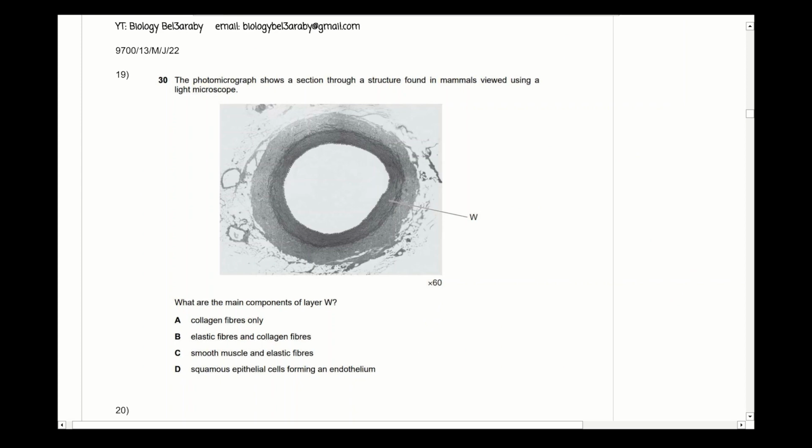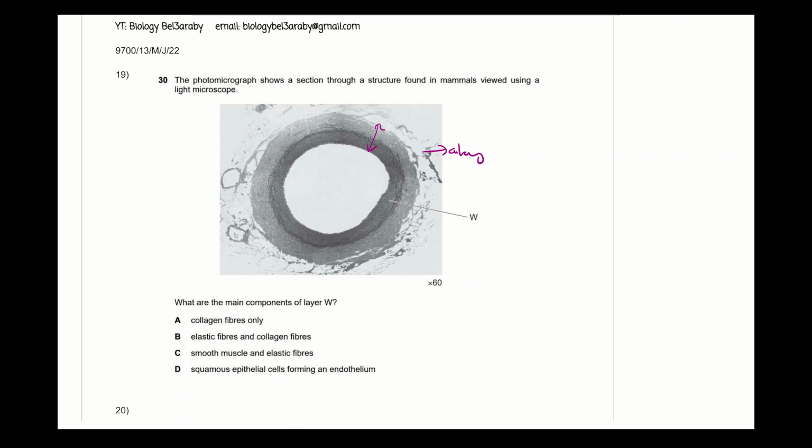Question number 19. The photomicrograph shows a section through a structure found in mammals viewed using a light microscope. So first of all, this seems to be an artery. The reason for this is the thick layers plus a thin lumen. So it has a thick wall with a thin lumen, so this seems to be an artery.